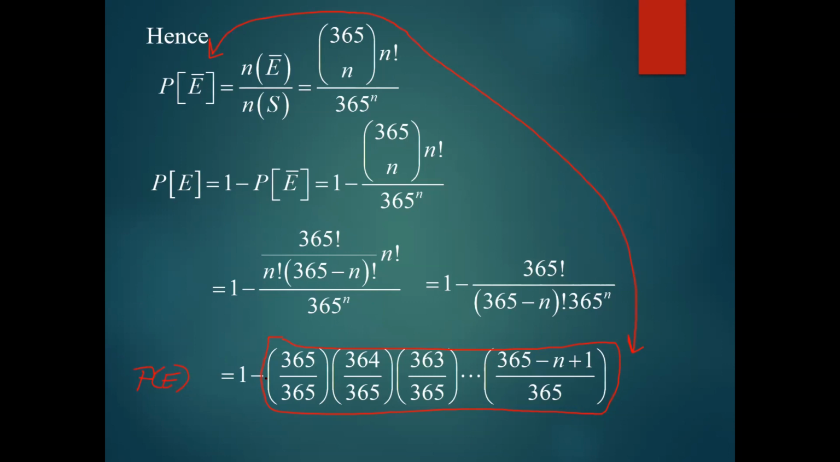Okay, let's try to compute some probabilities. If there are, let us say, 10 individuals, what's the probability that of the 10 individuals, at least 2 have the same birthday? Or what's the probability that if there are 20 individuals, there are at least 2 who have the same birthday?